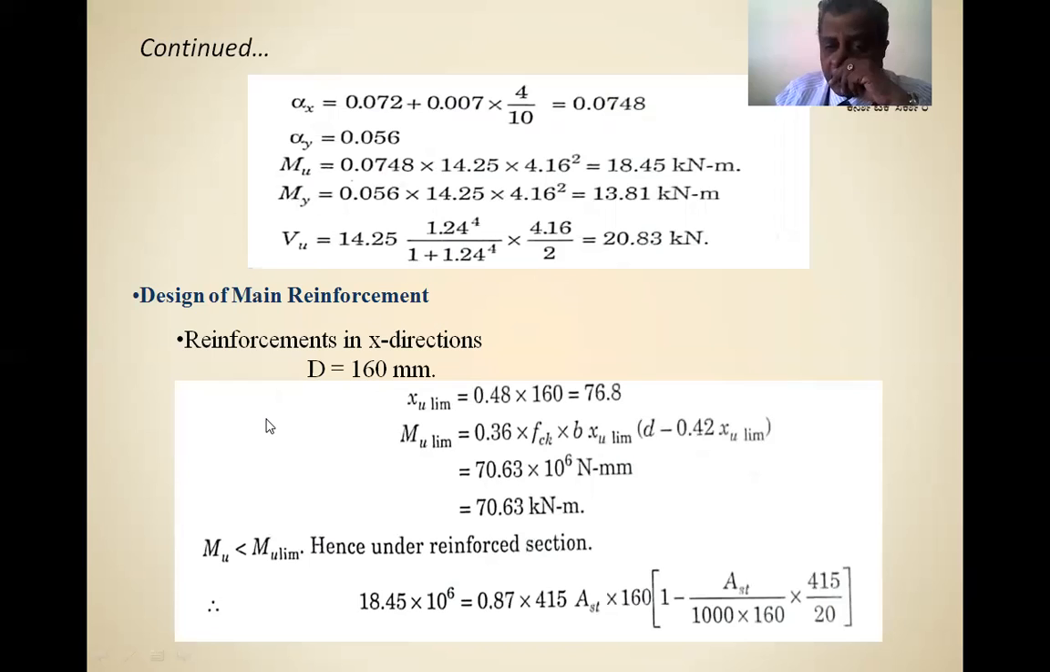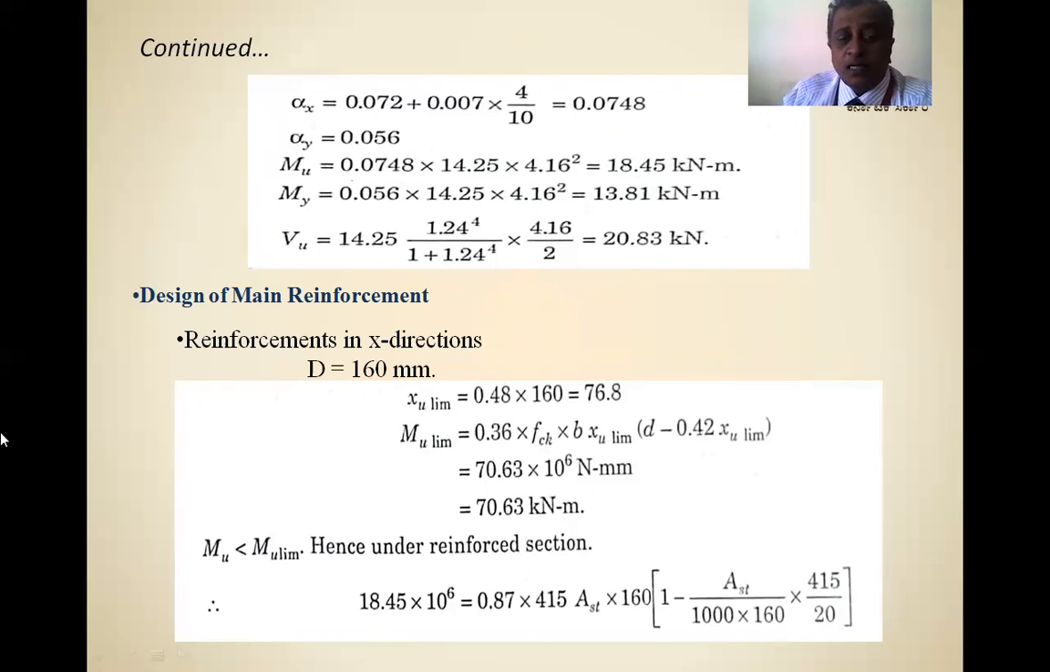The shear force is WL by 2, but we can go with the shear force as W into R to the power of 4 divided by 1 plus R to the power of 4, into shorter span by 2. R is nothing but the longer span to shorter span ratio, which is 1.24. This is the W U. 20.83 kilonewton is the maximum VU we are getting.